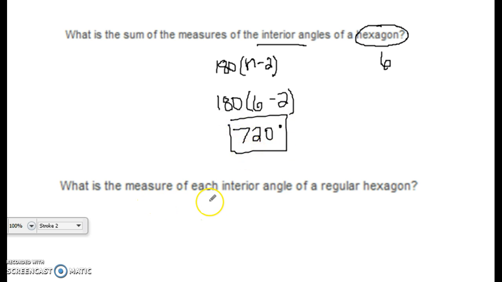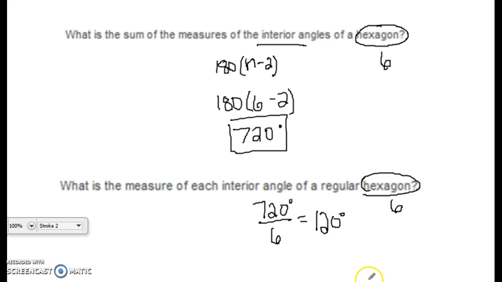The next one says, what is the measure of each angle of a regular hexagon? Again, we need to start with the shape that we're given. We're given a hexagon, which has 6 sides. If we hadn't just done it, we would start back up here and figure out the sum of all the interior angles. But since we just did it, we can say there's 720 total degrees, and there's 6 sides, so I'm going to divide that by 6 to see what each of those angles equals. That means each of the angles has to be 120 degrees.